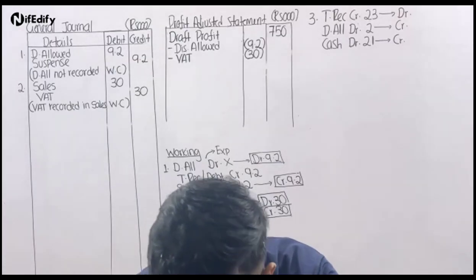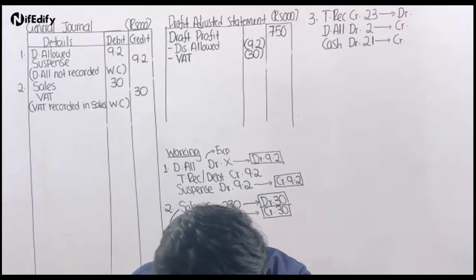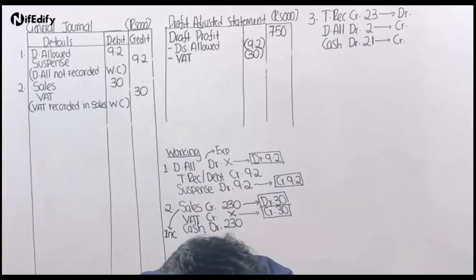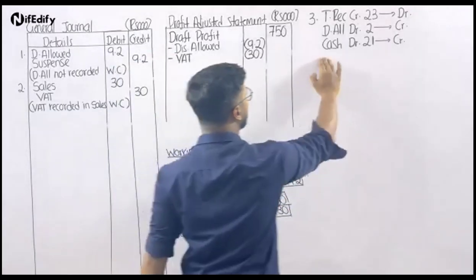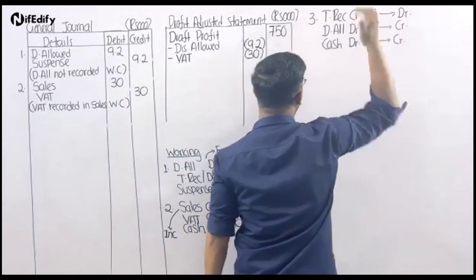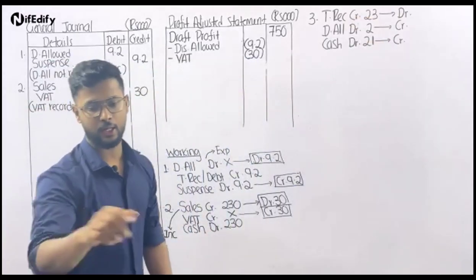No, Danish. Isn't the discount allowed included in that 21,000? No, Danish, I'll tell you why. Discount allowed is not included within this 21,000, because the received amount is 21. You know cash and check are equal. So the cash received is 21 and discount allowed is 2. Therefore, trade receivable is 23. I hope that's clear.